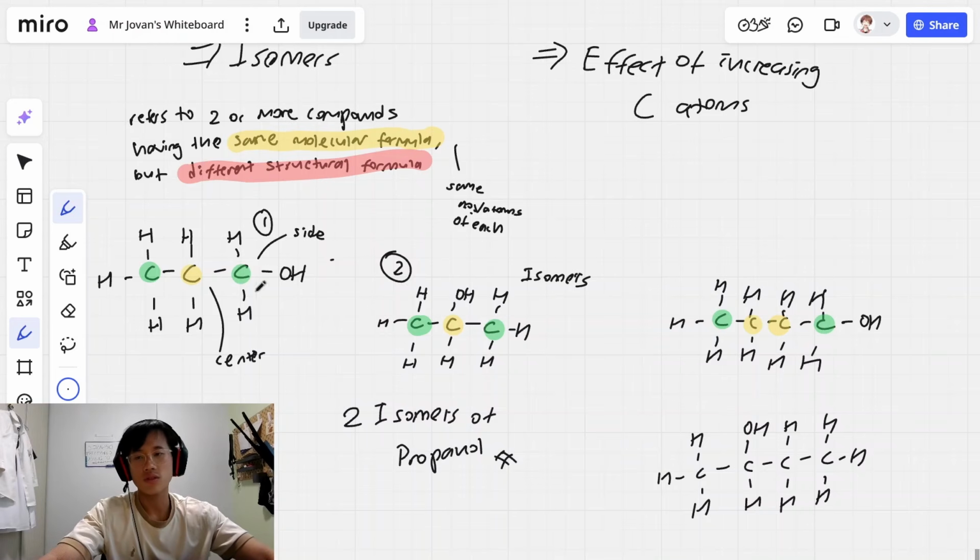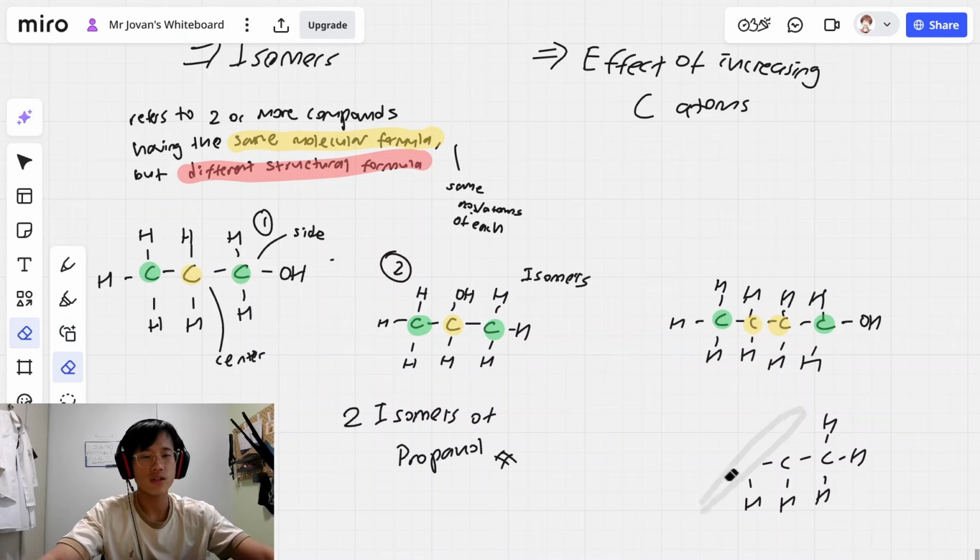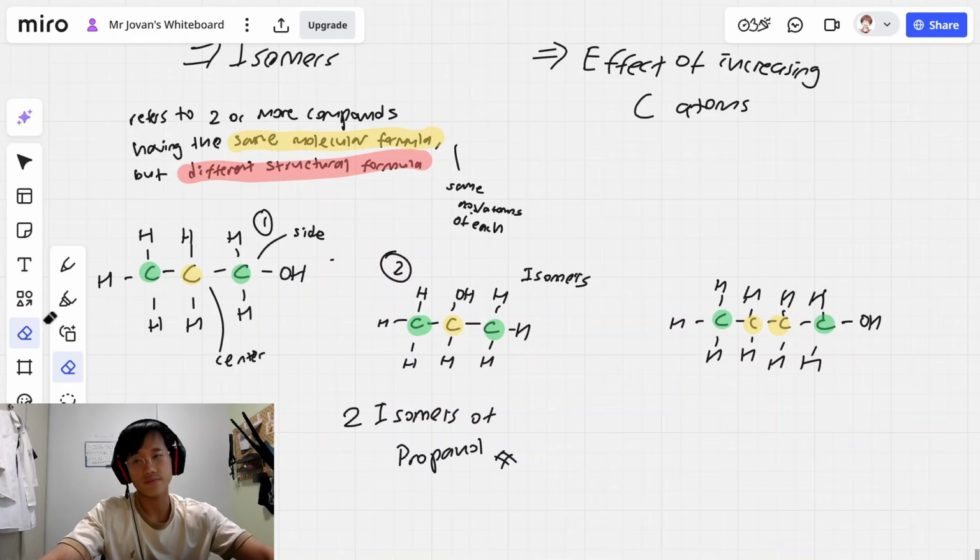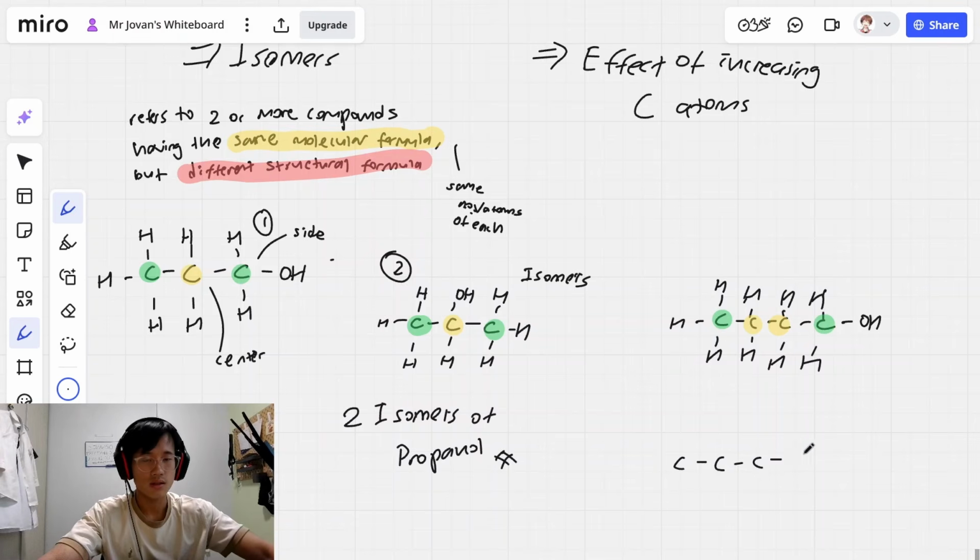So yeah, we're not going to go into depth for this question, but just take note that if it's 4 carbons, we're going to label 4. If there's 4 carbons, we're going to label 2 of them as the middle and 2 at the side. What if it's 5 carbons? Let's take a look.